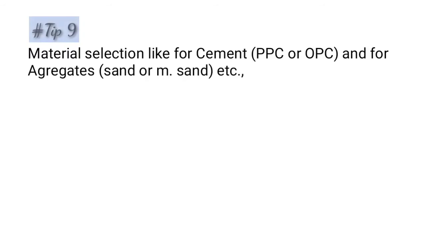Then we can talk about tip 9. Tip 9 is about material selection. PPC cement is cheaper than OPC cement. For example, if PPC cement itself is enough for your usage, then you can go for PPC cement instead of getting OPC. This will also reduce the construction costs.